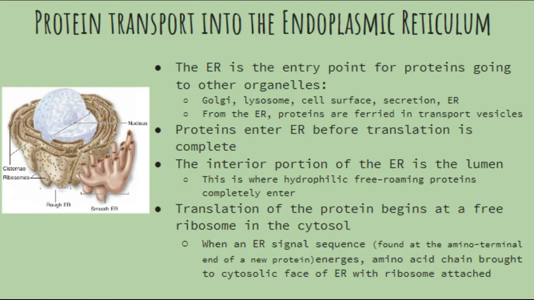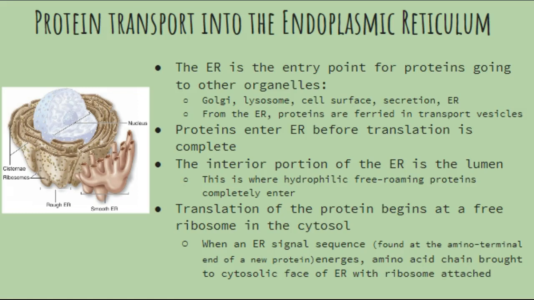Next, we're going to talk about protein transport into the endoplasmic reticulum, or the ER. The ER is the entry point for proteins going to other organelles. So proteins that are traveling to the Golgi or the lysosome, the cell surface for secretion, or to the ER itself. So from the ER, proteins are ferried in transport vesicles to their end destination.